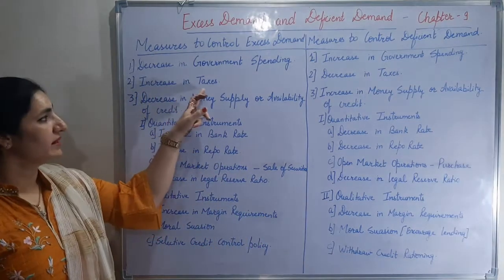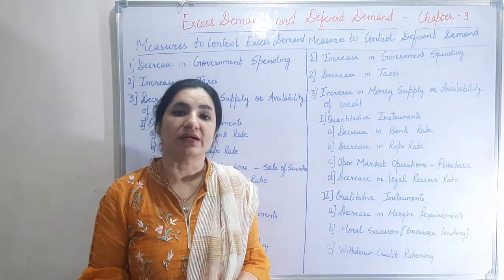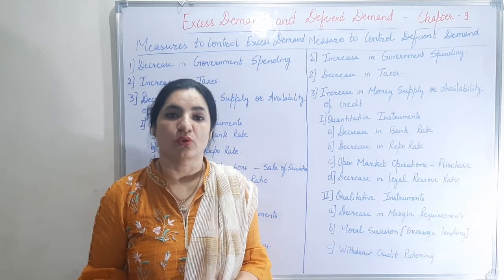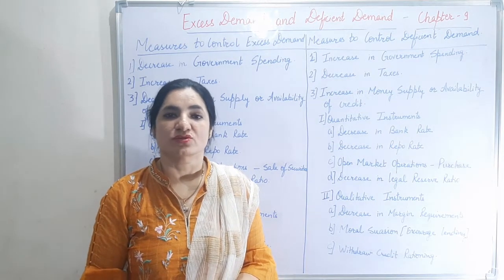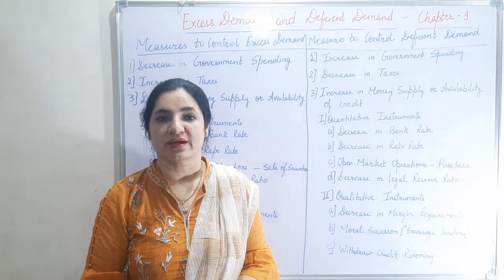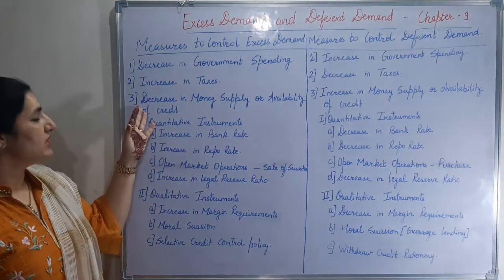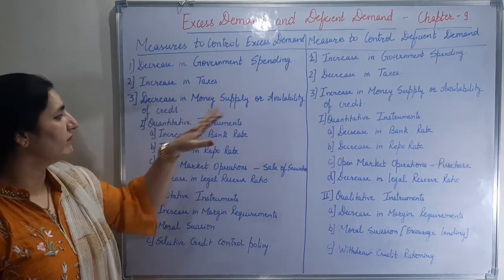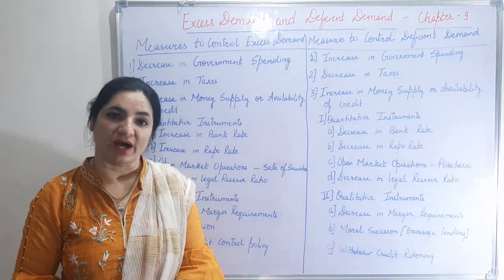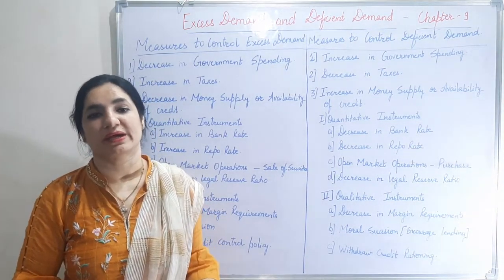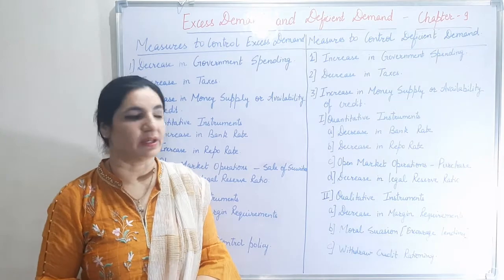Second is increase in taxes. If there is excess demand, it means that income in the hands of people is more. So to reduce it, government can increase the taxes for various degrees so that the disposable income can be reduced, thereby reducing the aggregate demand. Third measure, that is decrease in money supply or availability of credit. This measure can be done with the help of RBI. The government and RBI both go parallel to take such kind of financial decisions in the economy.